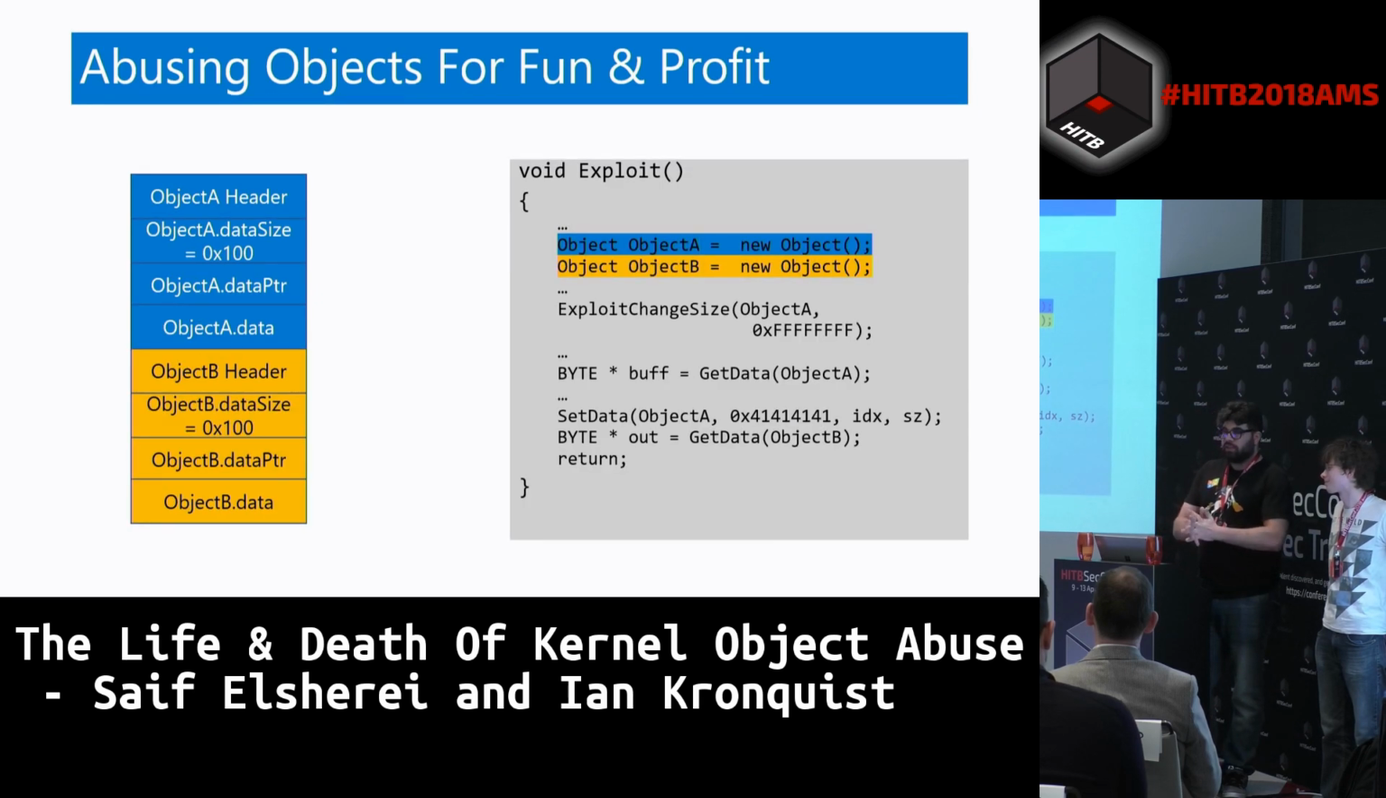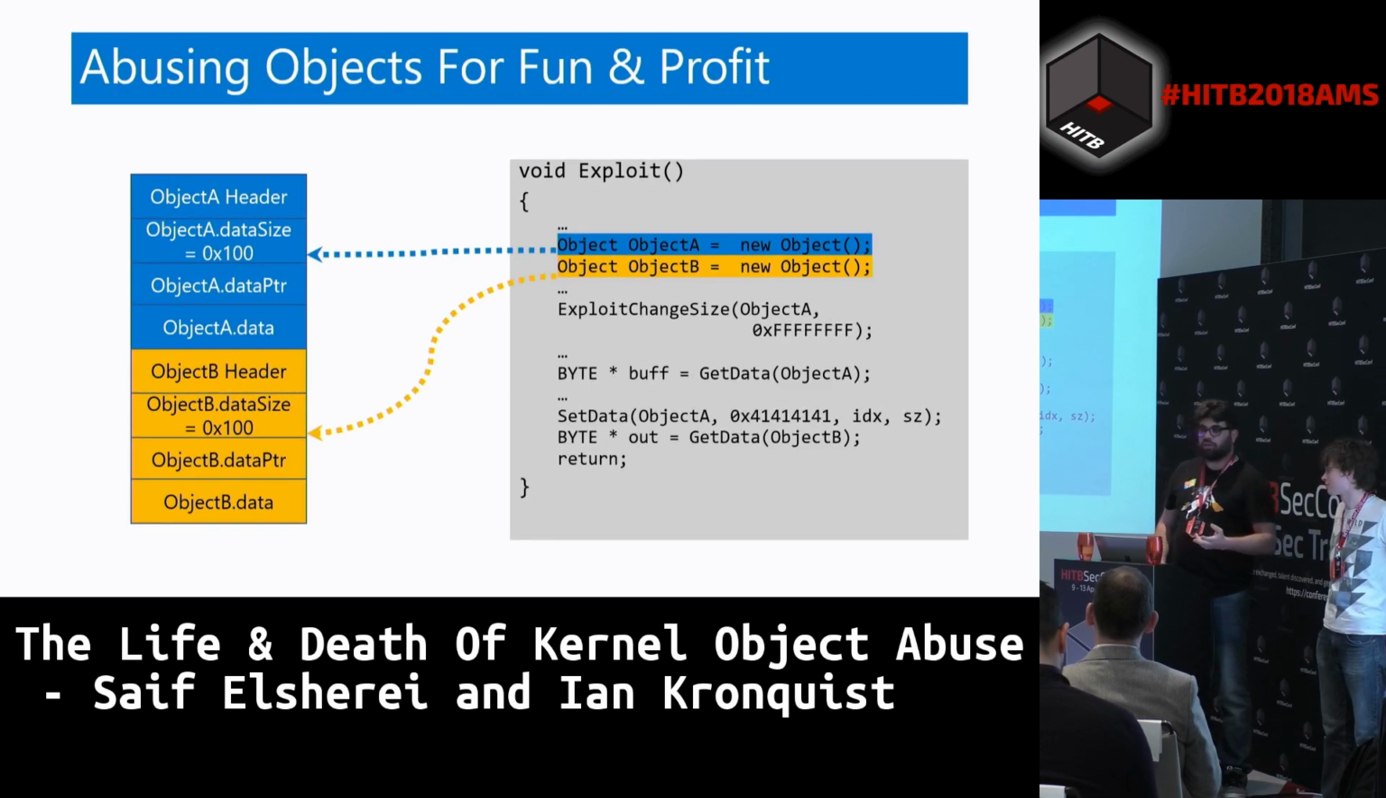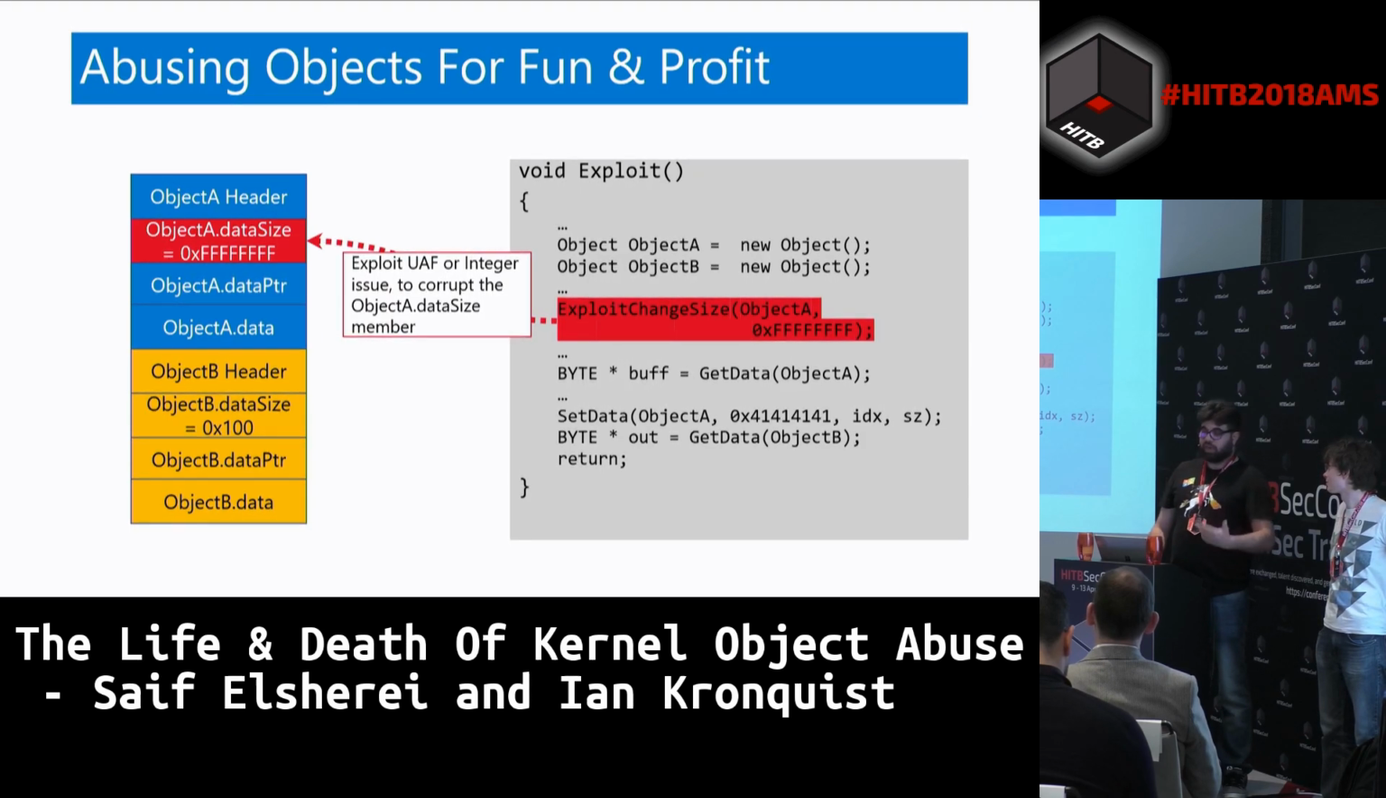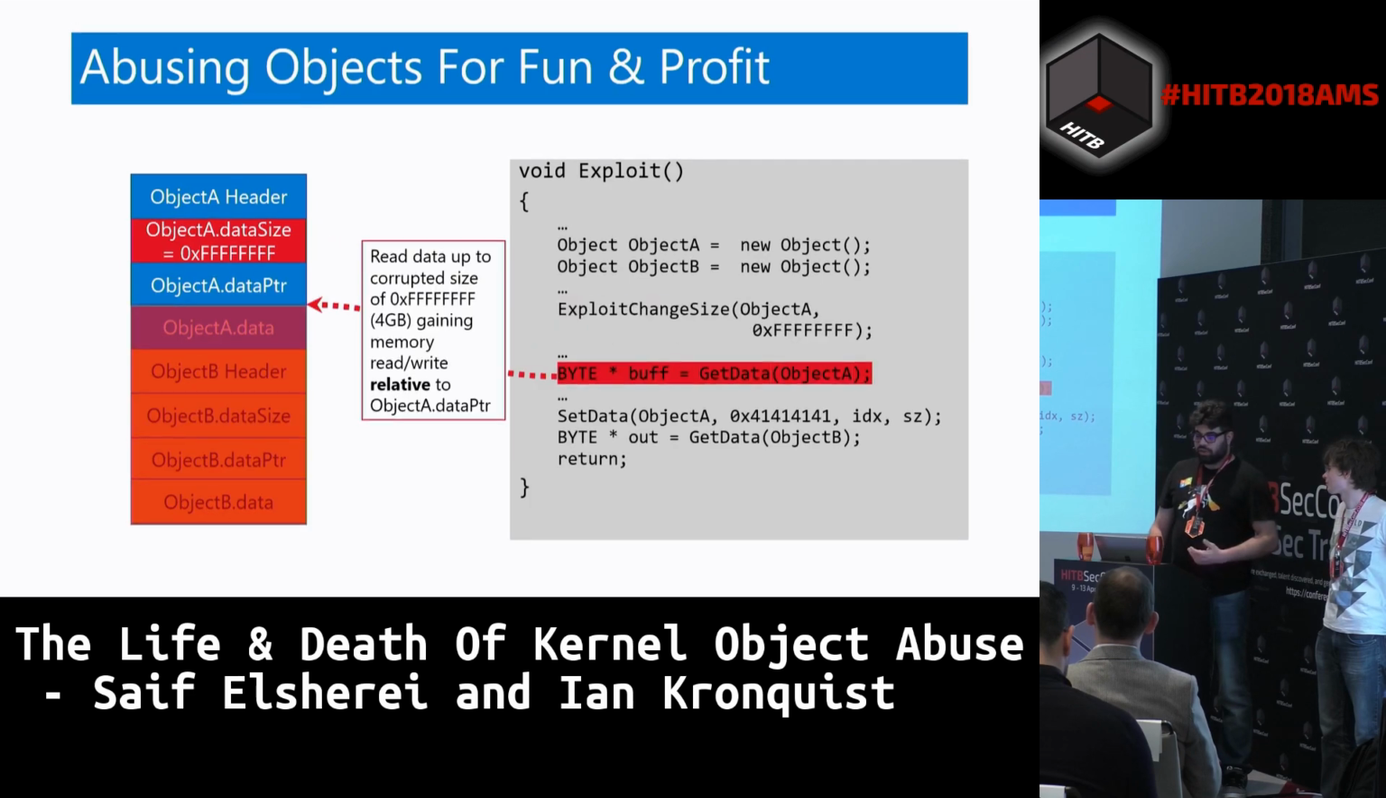So going through the theory of how I would abuse objects for fun and profit, how would you actually do that? If we consider that we have two allocated objects adjacent to each other in memory, each have 100 bytes of data, and then a certain exploit came and we corrupted the first object's data size member. This will actually allow us to extend the object size and allows for relative read and write. So in theory, we would be able to read past the object's data up to 4 gigs depending on the corrupted size.